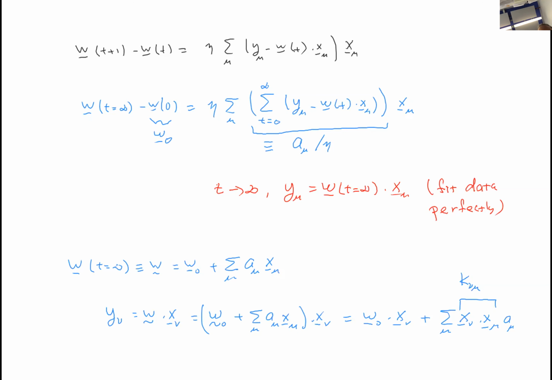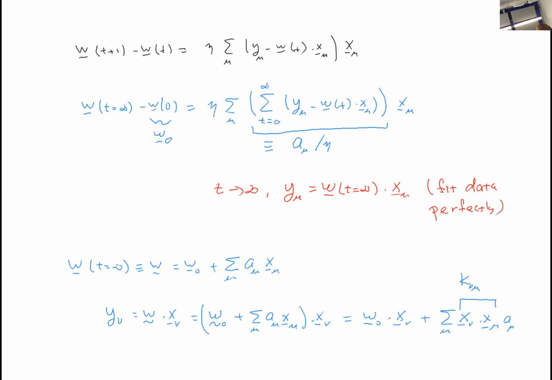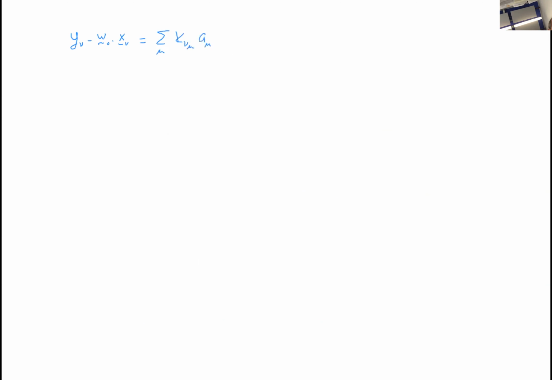So what we have is, I'm going to write on the next page, we have Y_ν minus W_0 dot X_ν equals the sum on μ of K_νμ A_μ. I hope that's what I have. Okay, so A_μ is just a matrix equation. A_μ equals the sum on ν of K_μν inverse times Y_ν minus W_0 dot X_μ.